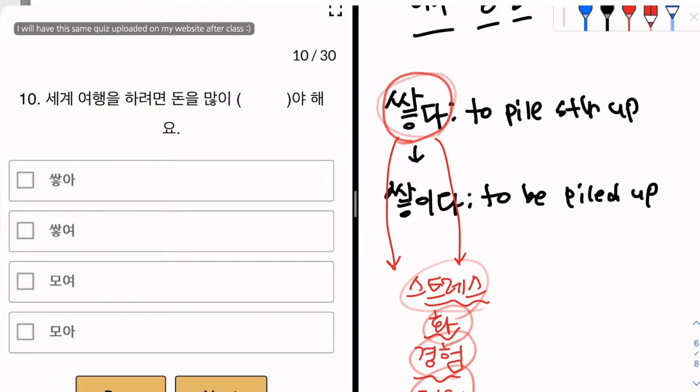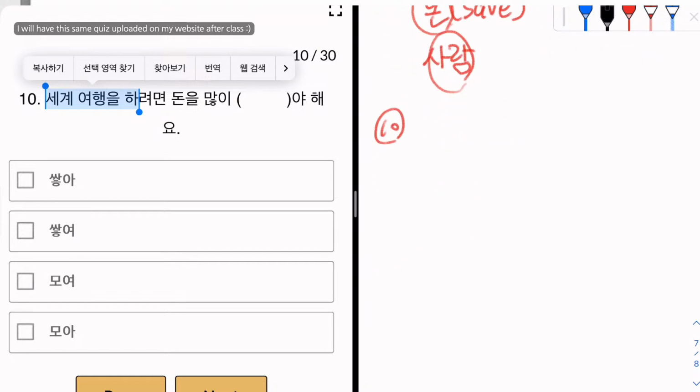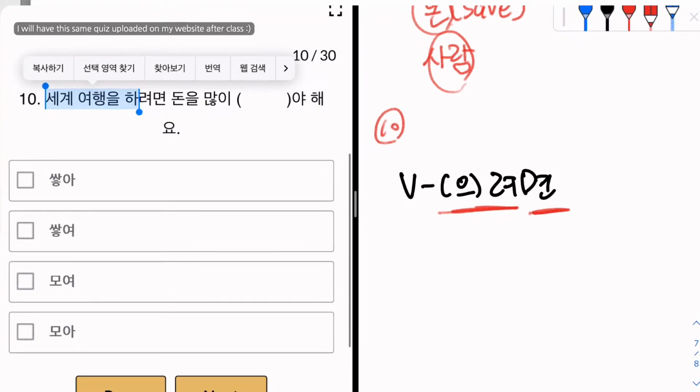Okay, 그 다음에 next one. 세계 여행을 하려면, 세계 means world, 여행 means travel, so 세계 여행 means traveling all over the world. 을 하다, so to travel all over the world. 여기서 here verb 려면 is used. Verb 려면 or 으려면. So this 려 is all about intention. So it literally means if you intend to verb, like if you will to verb, if you want to verb.